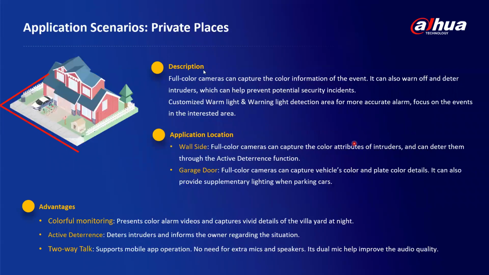Alongside that, you have private places again. You are not allowed to park, for example, in front of different homes. So we have the wall sides, the garage doors, or anywhere within the perimeters of this particular home. The advantage is that you can have colorful monitoring, active deterrence, and two-way talk. You can actually ask the person to move their objects, either vehicles or motorbikes, from the restricted areas.